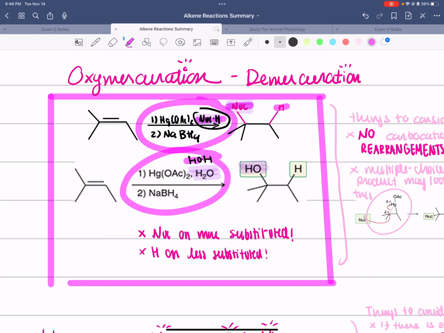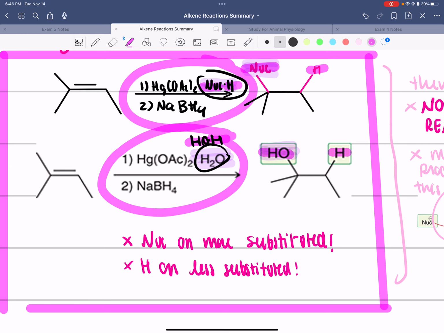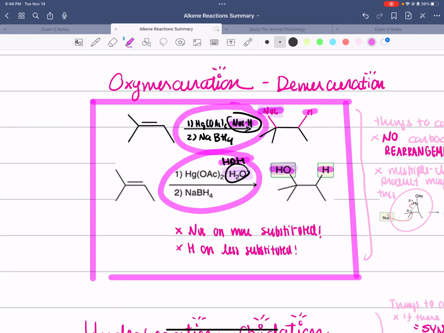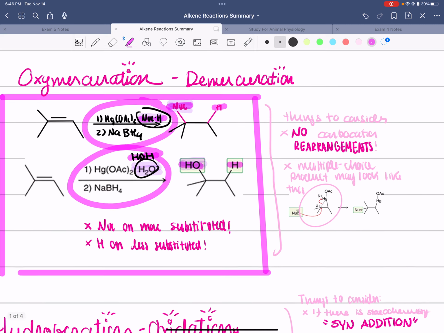So for example, you see our nucleophile; in this case, we're given H2O, right? Another way of writing H2O is HOH. So then our nucleophile in this case will be OH, and then we have our hydrogen there. So OH will be our nucleophile, which will go on the more substituted side of the alkene, and then hydrogen will go on the less substituted side. I just wanted you to see that in oxymercuration, sometimes it's not going to be H2O, it's going to be something else. That's why I want you to be able to see it as nucleophile and hydrogen form.